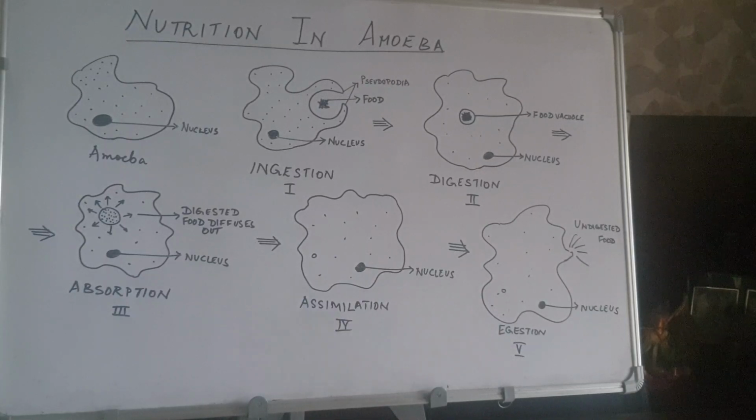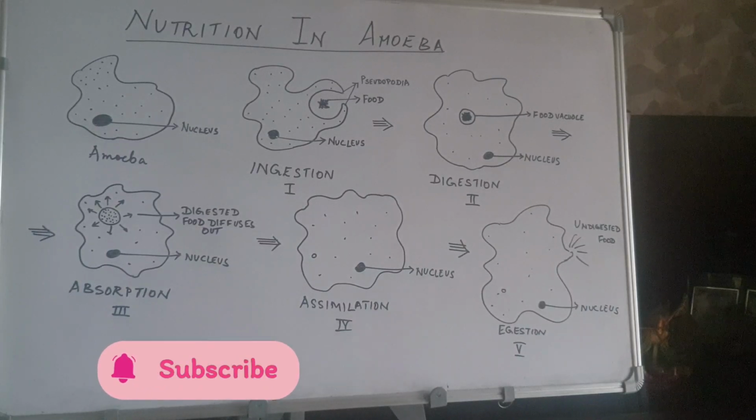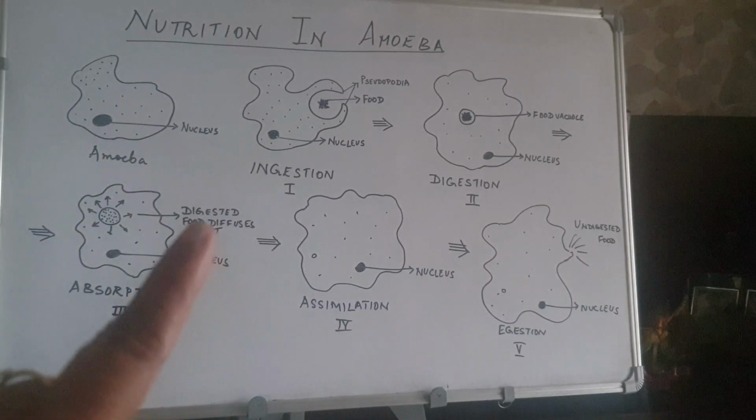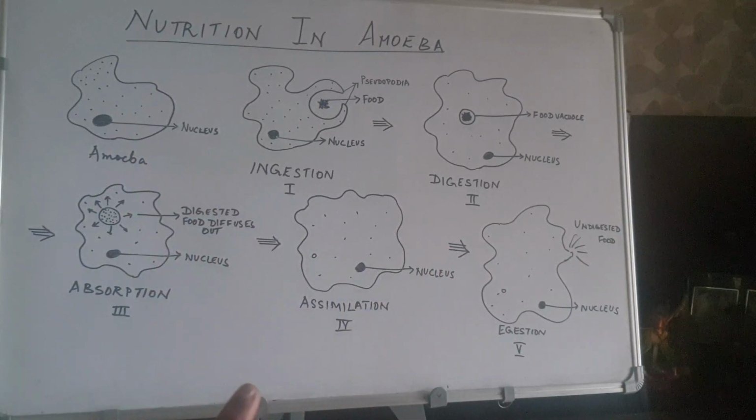I have drawn the first diagram over here, and it's having an irregular body, having cytoplasm as well as the nucleus. And in the case of its nutrition, there are various steps. Which are the steps? Let us just go through. The first one is ingestion, second is digestion, third is absorption, fourth is assimilation, and the fifth one is egestion. I have drawn in the figure ingestion, digestion, absorption, assimilation, and egestion.